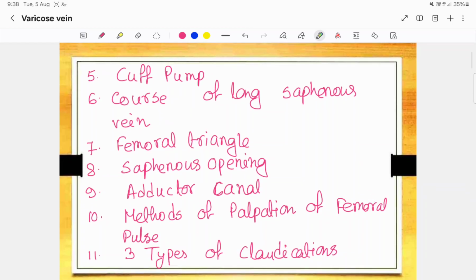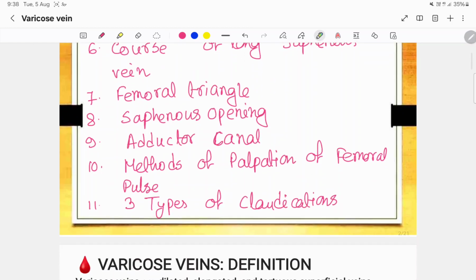We have discussed the course of the long saphenous vein. What is the femoral triangle, its boundary and contents? Mainly four contents: nerve, artery, vein, and the lymph nodes. The lymph nodes are the main contents of the femoral canal. These are known as the lymph node of Cloquet.